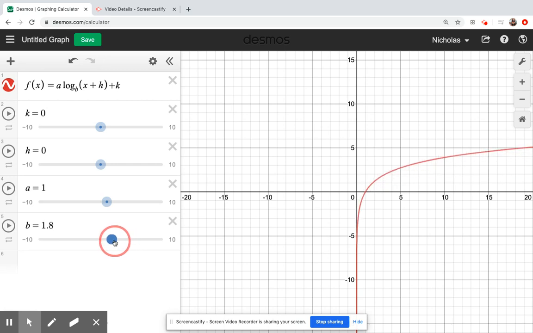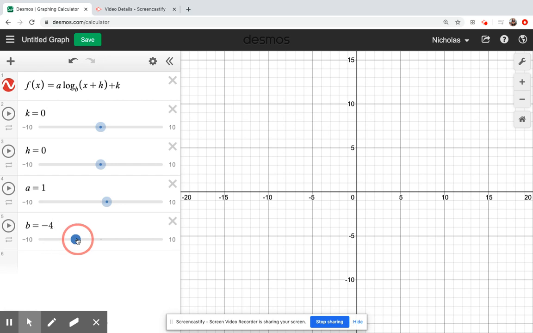And then let's look at what if B is below 1. If B is below 1, it flips the graph. That's kind of strange. Then it starts at the top. So there are 2 ways to flip the graph. You can have a negative A, or you could also have a B that's under 1. Notice something here, though. Once we do 0 or negative for B, there's no graph.